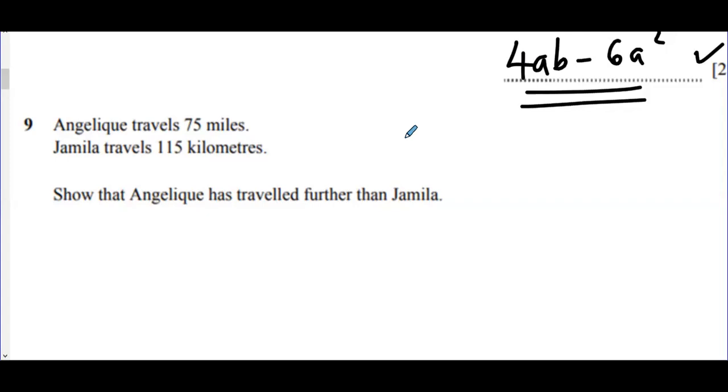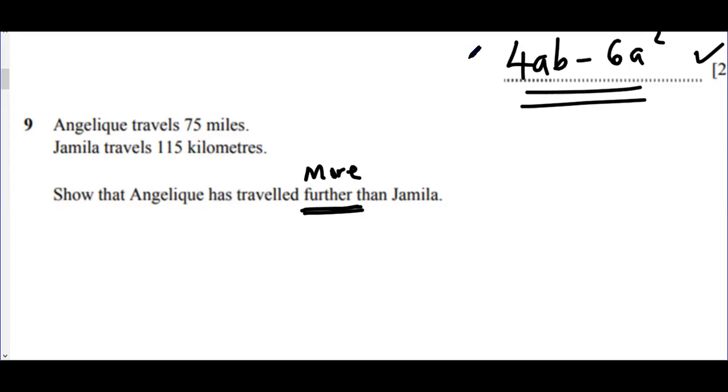We're going to discuss question number 9. This question is talking about Angelique and Jamila. The question says like this: Angelique travels 75 miles. Jamila travels 115 kilometers. The question is, show that Angelique has traveled further than Jamila. So what are we gonna do? Everyone try to underline the word further, and above this word further, write the word more. So show that Angelique has covered more distance than Jamila. That is what it means.